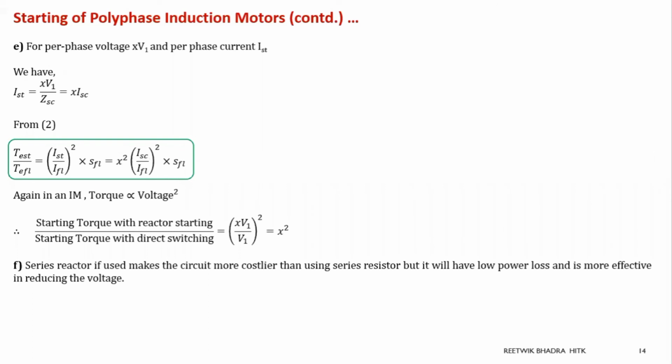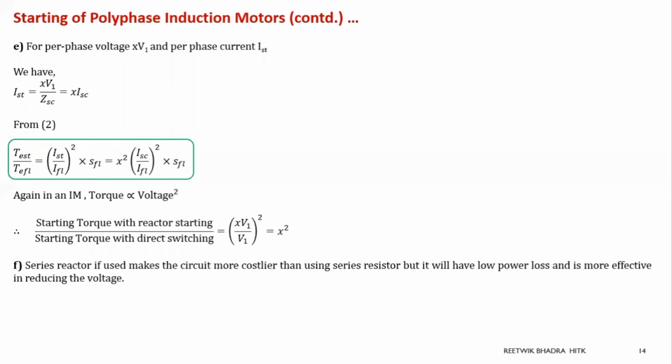So it will reduce the value of short circuit current. Okay, so current is getting reduced. Short circuit current is 100 ampere. Now with this starting, we are getting X square of this short circuit current. Okay, ISC square. So we are getting a reduced value of short circuit current.